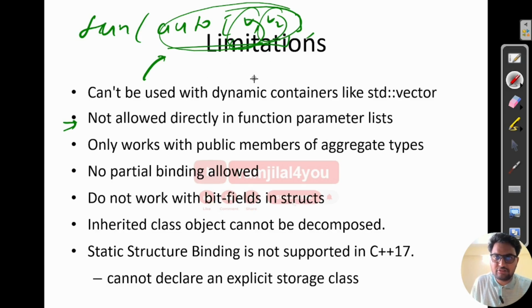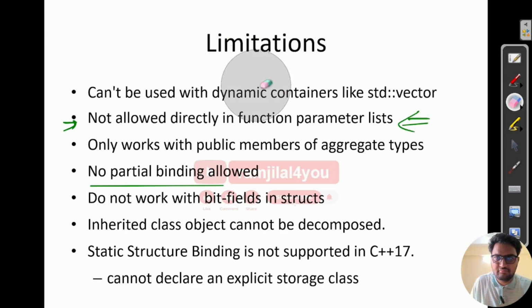One more limitation you will see is that partial binding is not allowed. At the time of compilation, the compiler does not know how many parameters there will be, how many members there will be in the aggregate type, and what the types of those members are. That is why this is not allowed in the parameter list. So now coming to the third limitation: it only works with public members of the aggregate types.